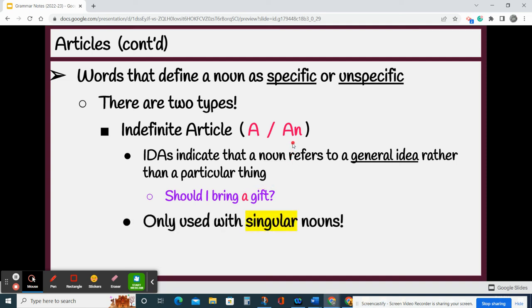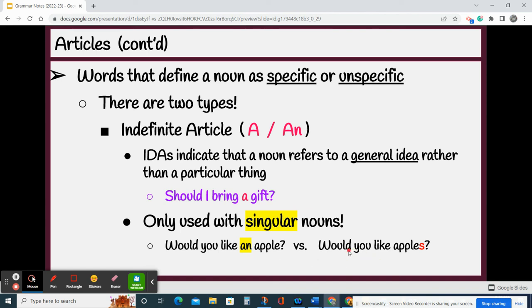A and an are only used with singular nouns. Take a look. Would you like an apple? This tells us that there's only one apple because it says apple. That's why we have to use an indefinite article.